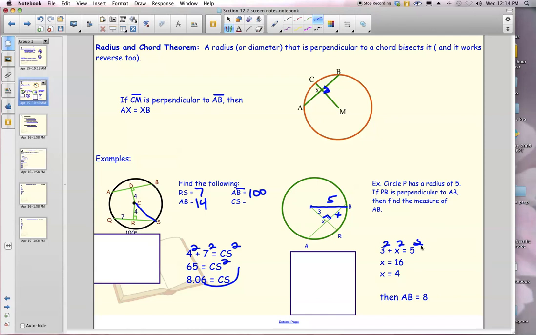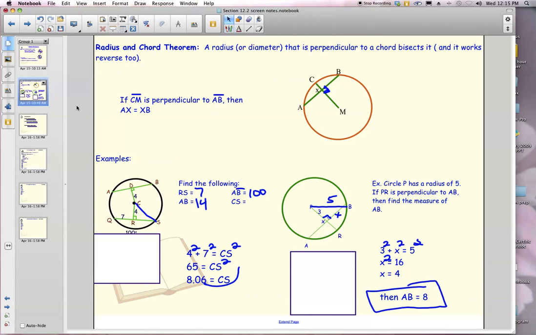And I would take 25 minus 9, so x squared is 16, and then I'd square root both sides, so x is 4. So the distance from X to B is 4, so that means the distance from A to B would have to be 8.